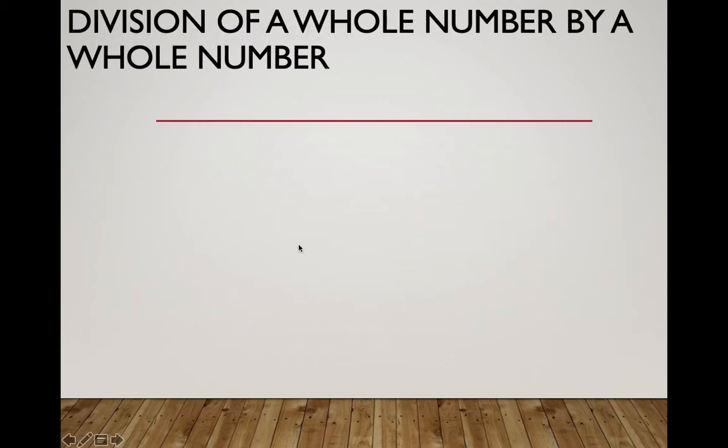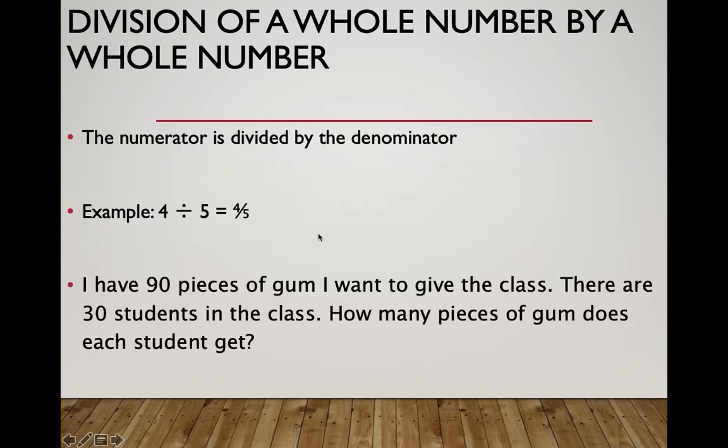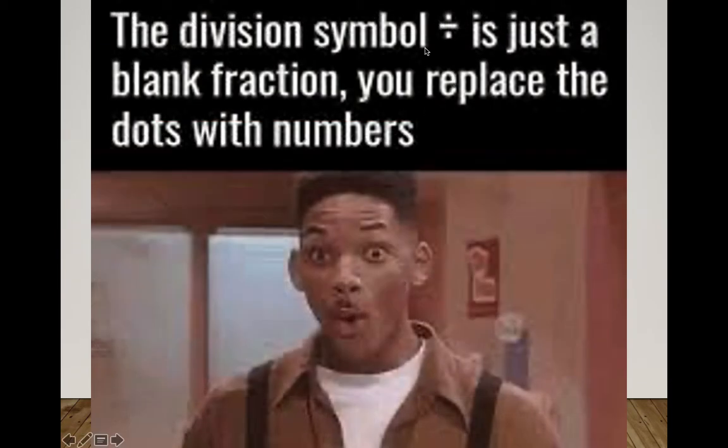All right, next, the third way to interpret it is a whole number divided by a whole number. It's just division. The numerator divided by the denominator. 4 divided by 5 equals 4/5. If I have 90 pieces of gum I want to give to the class, there are 30 students in the class. How many pieces of gum does each student get? So it's 90 divided by 30. 90 over 30. The division symbol is just a blank fraction. You replace the dots with numbers. Mind blown, I know.